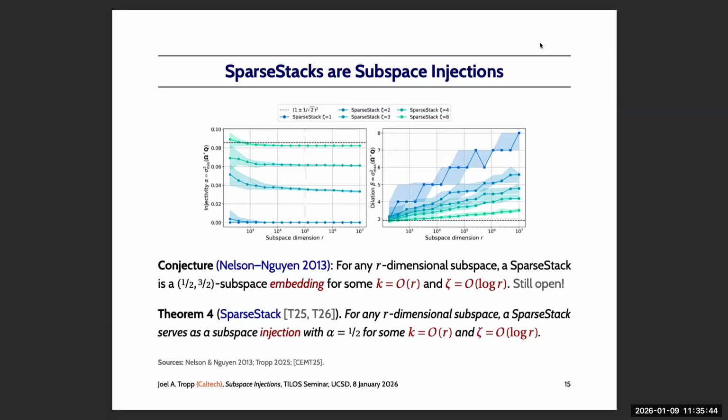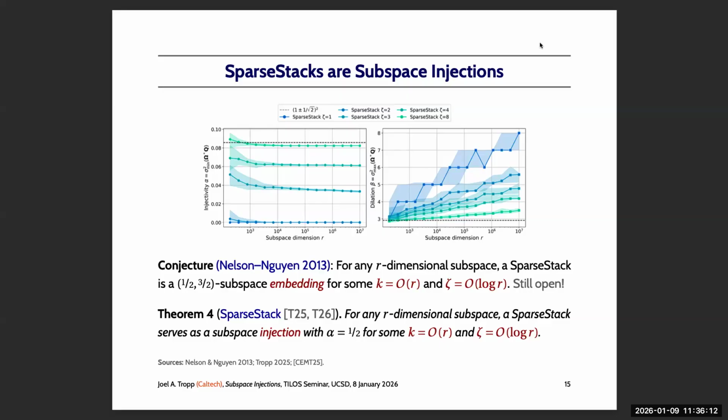Joe, it's just a little hard to see the two plots. What's being plotted on the left and right here? The left is the injectivity parameter, the right is the dilation parameter. Yeah, I meant to delete the dilation plot because I didn't want to talk about it. But what you can see is that as the subspace dimension increases, the dilation parameters go up. But the injectivity parameters stay constant. And this is for an adversarially chosen subspace.